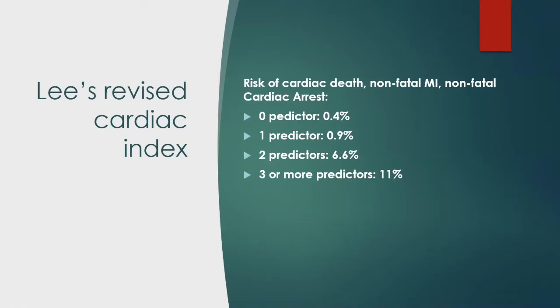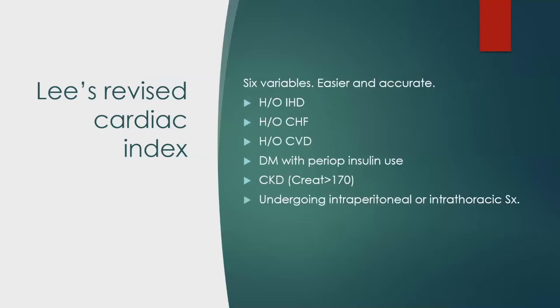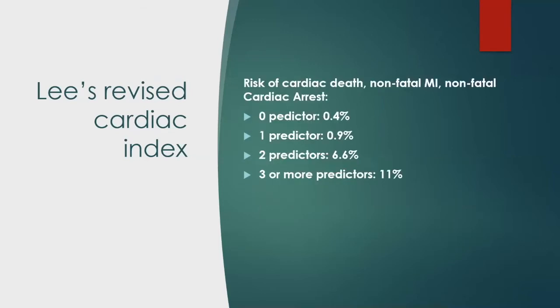If you had 1 predictor present out of those 6, your chance is 0.9%. 2 predictors present, 6.6%. So you can see there is a big jump here. 3 or more predictors present, your chance is pretty solid, you see, 11%. That means 1 out of 10 patients will have such an event. So I'm sure you have anesthetized patients who have significant ischemic heart disease, history of CVD, history of CKD. It's very common, isn't that? So any patient who has 3 or more comorbidities like that will have an 11% chance of either dying or having a serious, massive MI or a non-fatal cardiac arrest in their perioperative journey.